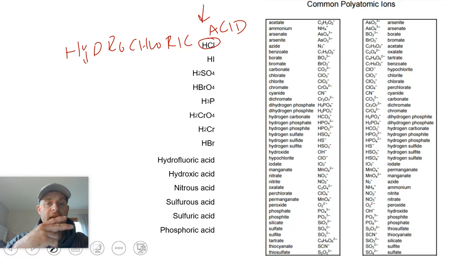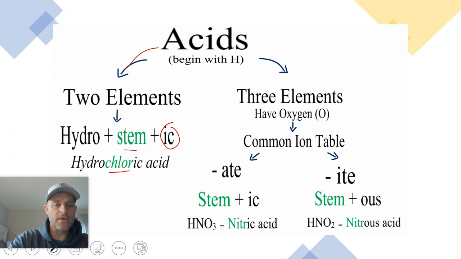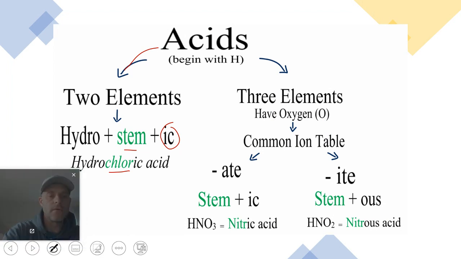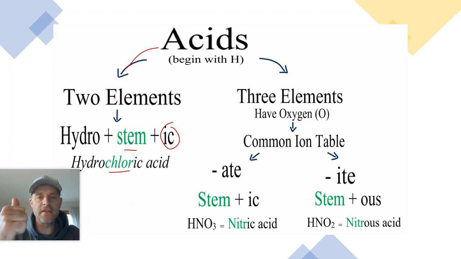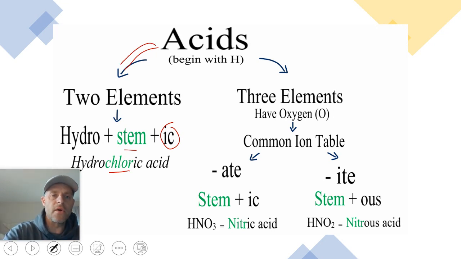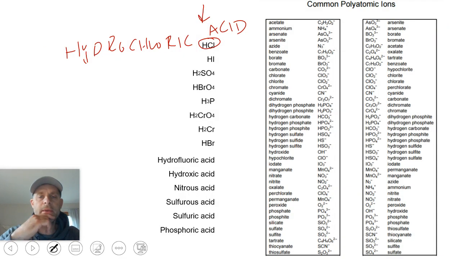Okay, let's do the second one. HI. Well, help me out. Is that 1 or is that 2? That's 2, right? There's H and there's I. So again, I'm going to go to the left. I'm going to start with hydro, and I need my stem. Well, stem of what? What I'm looking at is that second element, the I. I is iodine. So it's 2, so I'm going to start with hydro again.